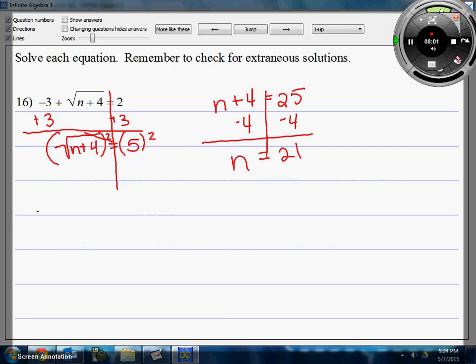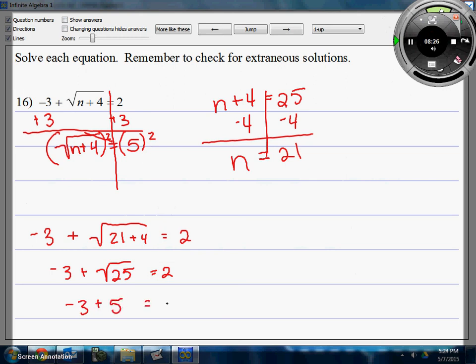If I want to go back and check my work, I can plug it back in. Negative 3 plus the square root of 21 plus 4 is equal to 2. Well, 21 plus 4 is 25. Negative 3 plus the square root of 25. The square root of 25 is 5. Negative 3 plus 5 is equal to 2, so it is correct.